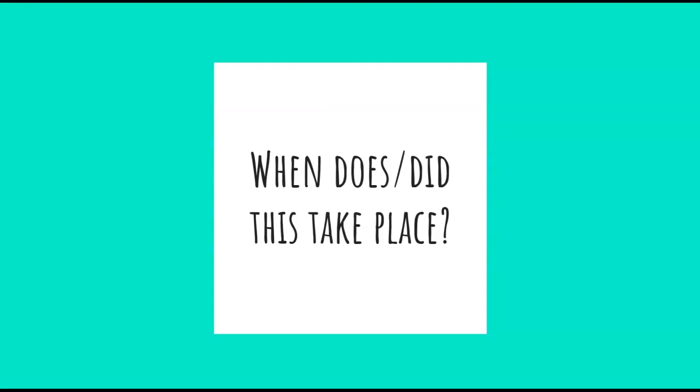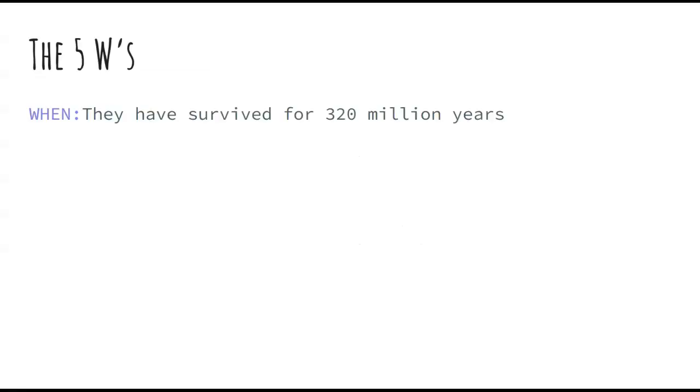When does or did this take place? It tells us that cockroaches have been around for 320 million years. It also talked about how they were actually on Earth before dinosaurs. So the when in this article is 320 million years.